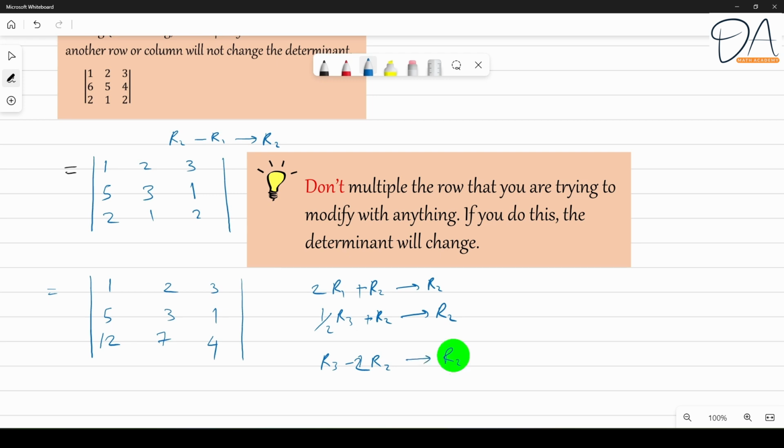You are trying to modify R2, but you are multiplying R2 with minus 2. That will change the value of the determinant. The value of the determinant will not be the same. So this is not what this property is saying.